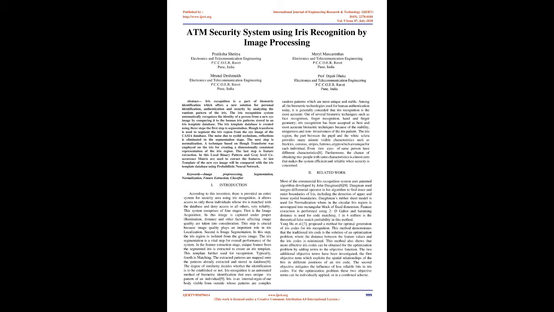The first step is segmentation. Hough Transform is used to segment the iris region from the eye image of the CASIA database. The noise due to eyelid occlusions and reflections is eliminated in the segmentation stage. The next step is normalization.